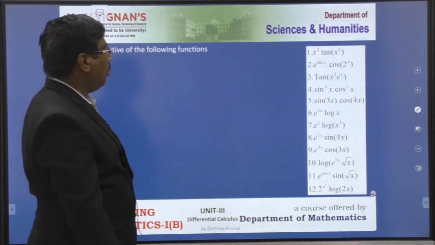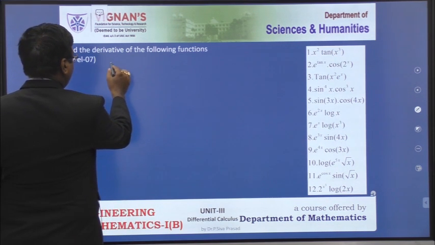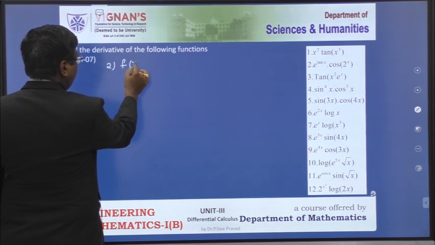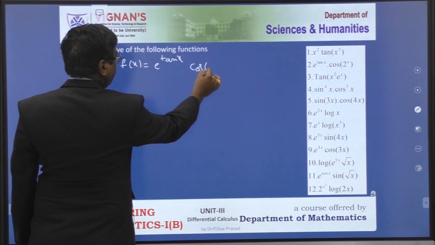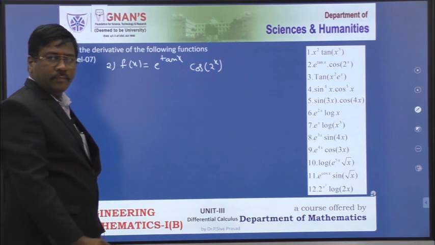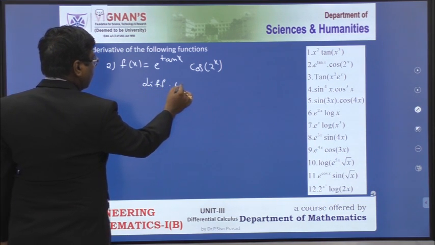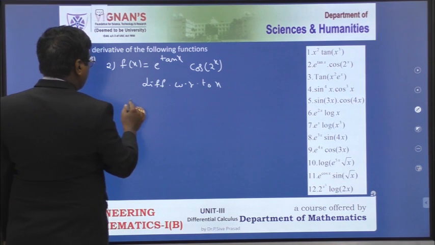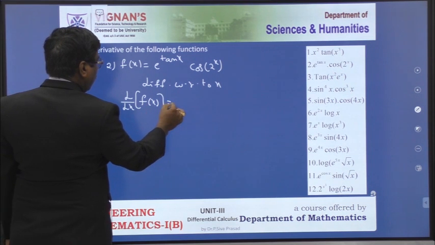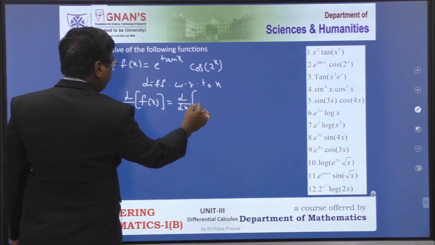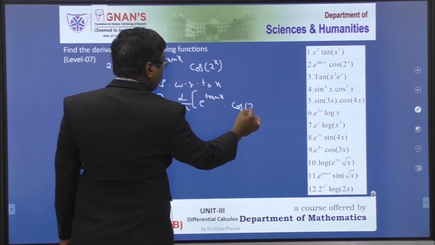So f of x is equal to e power tan x into cos of 2 power x. Okay, so second problem. Here f of x is equal to e power tan x into cos of 2 power x. So differentiate with respect to x on both sides. Therefore, d by dx of f of x is equal to d by dx of e power tan x into cos of 2 power x.